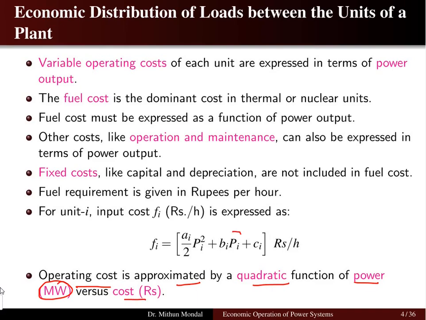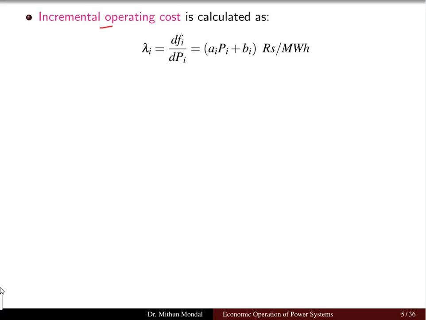So the power output is generally very high, in the range of megawatts, and the cost involved is in rupees, and these form a quadratic function. The incremental operating cost lambda is basically calculated as the differential of this operating cost with respect to the power. So we have a_i P_i plus b_i. Again, the unit is rupees per megawatt hour.